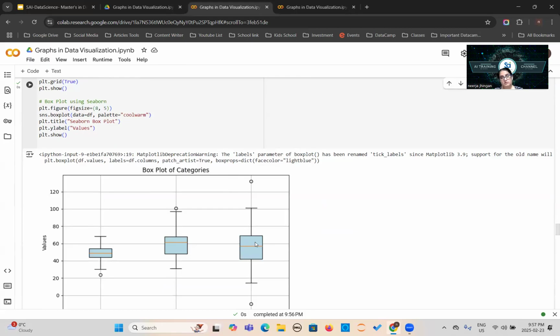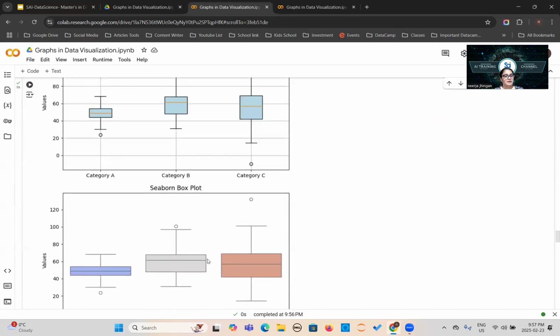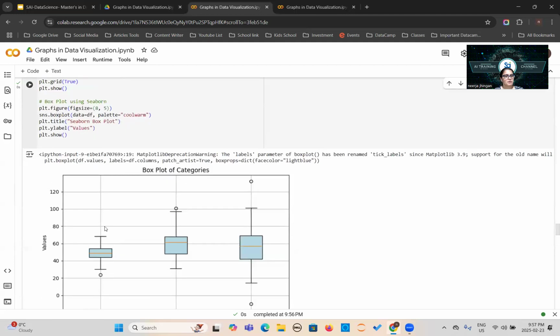Okay. And here you are printing it using Seaborn. This is very easy. In Seaborn, you can see very less code, right? You only need to pass the data frame and palette. That's it. Everything is done. Okay. Now the choice is yours, what you want to use. Okay.